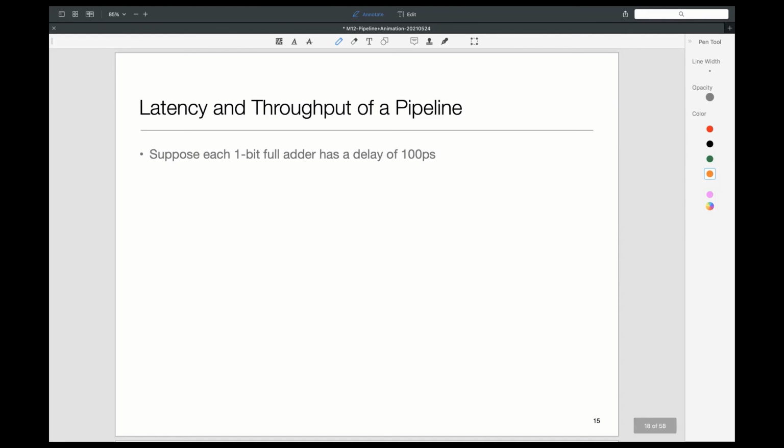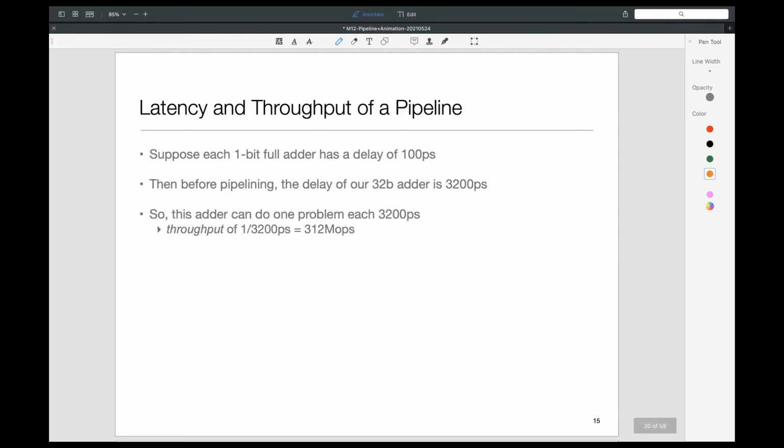Let's say each 1-bit full adder had a delay of 100 picoseconds. So before pipelining, the delay of our 32-bit adder was 3.2 nanoseconds. So this adder can do one problem every 3.2 nanoseconds, or you can say it has a throughput. That's what we call it in computing. Throughput is the rate at which I can do work. So I have a throughput of 1 over 3200 picoseconds, which is roughly 312 mega operations. That is, I can do 312 million additions per second. That's with my original design.